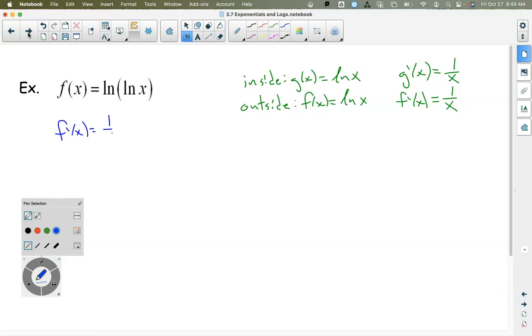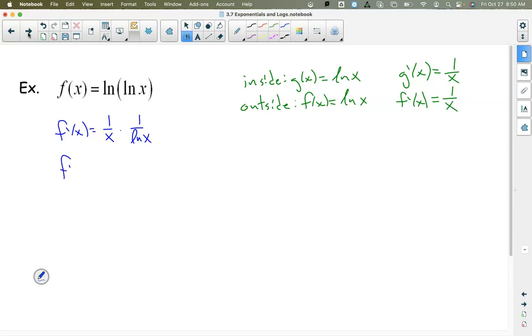Derivative of the inside, 1 over x, times derivative of the outside, 1 over x. But we have to do the derivative of the outside with the inside still in it. So it's 1 over x times 1 over the natural log of x. So f prime of x is 1 over x natural log of x. Nice. Very nice.